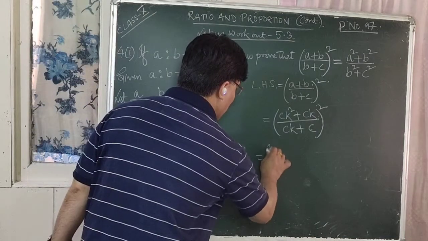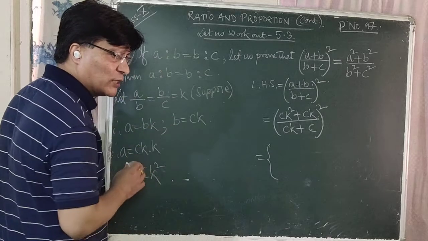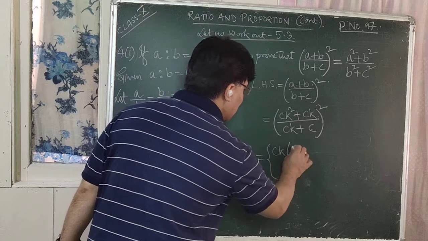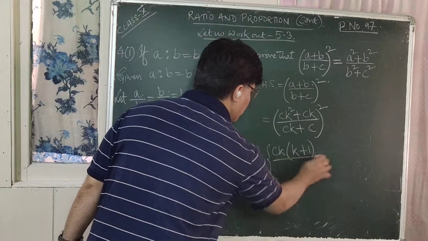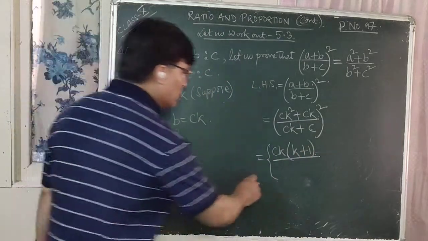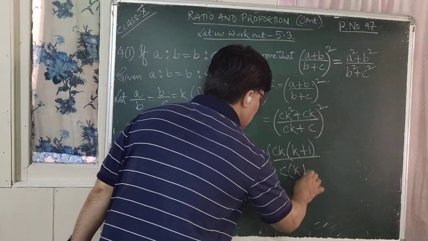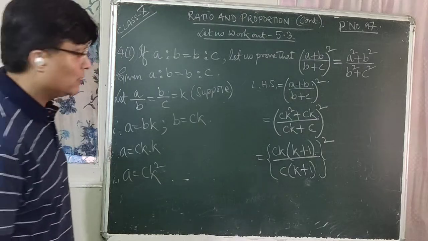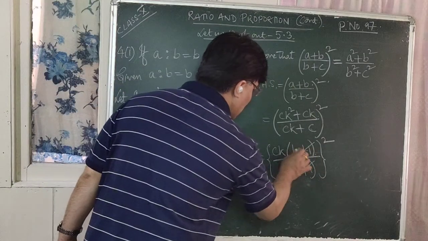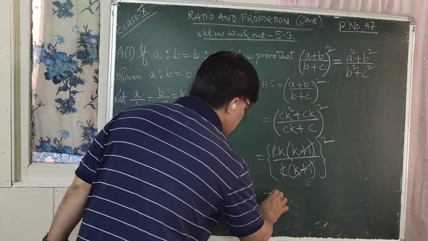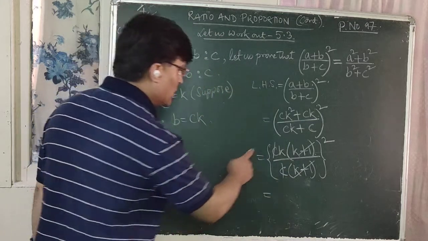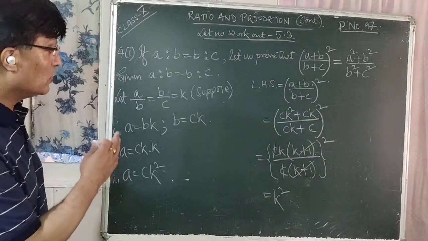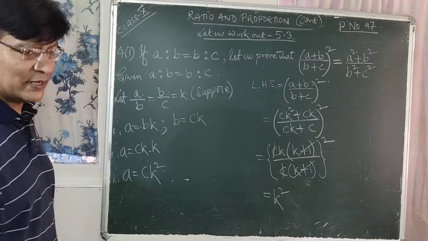So let us take common out here in the numerator. Let us write it within second bracket. In the numerator, what is common? CK within bracket, it is K plus 1. In the denominator, what is common here? C within bracket, it is K plus 1. Second bracket is closed, whole square. Now here, this K plus 1 gets cancelled, C and C get cancelled. So it is only K there. So what is K whole square? It is K square. So this is your left hand side.